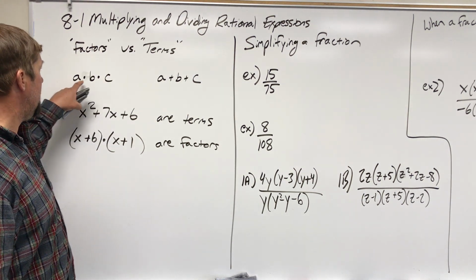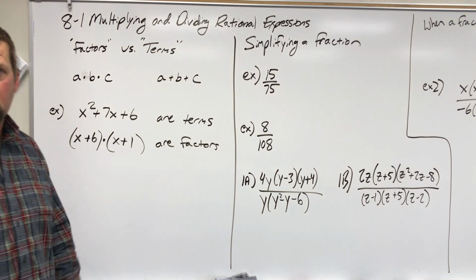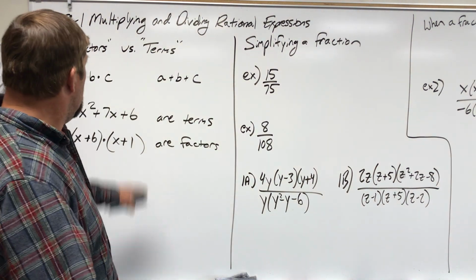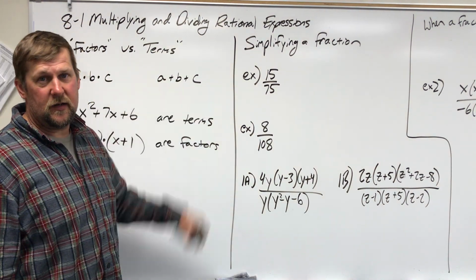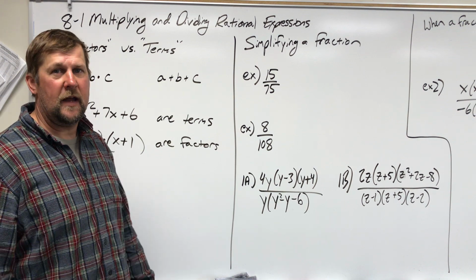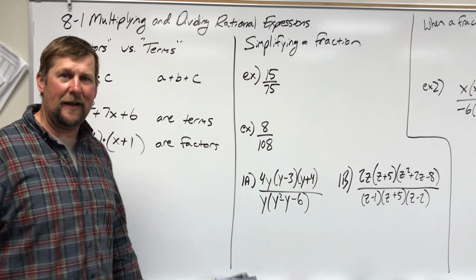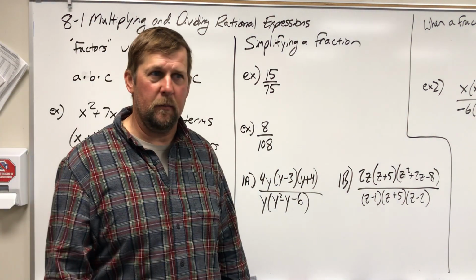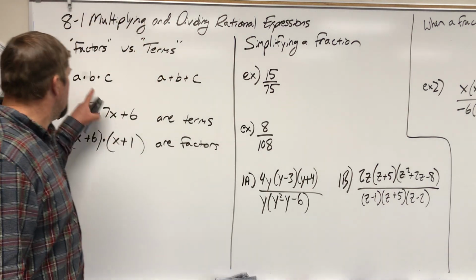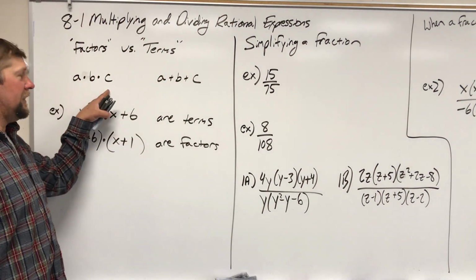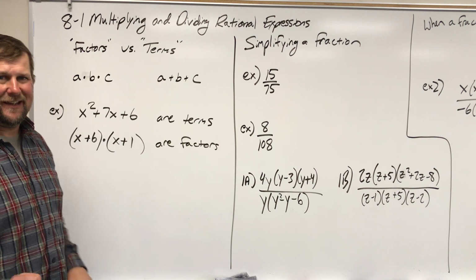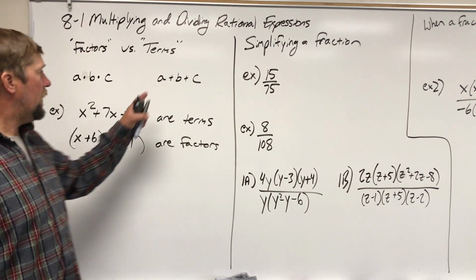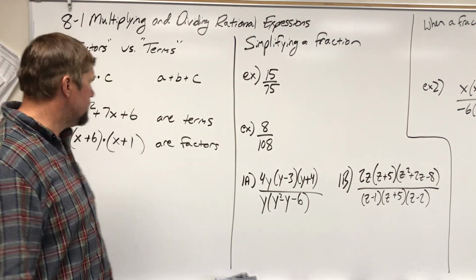So in this case, A times B times C, those are all factors. A plus B plus C, those are all terms. Anything added or subtracted is a term. As long as you're multiplying things, those things are factors. Whatever you're adding are terms.